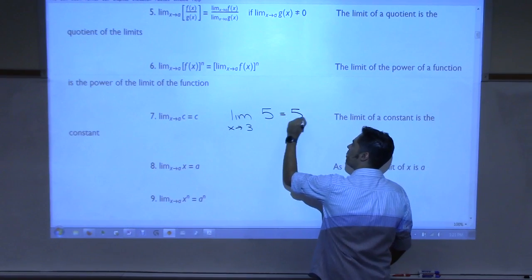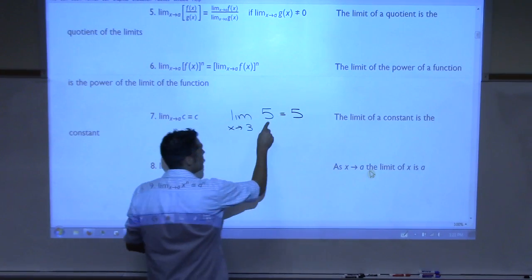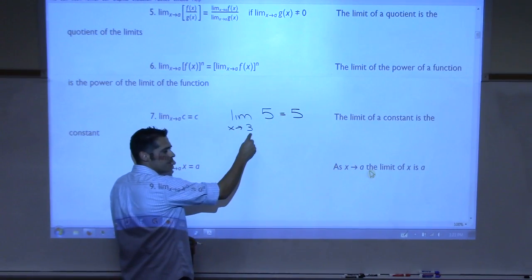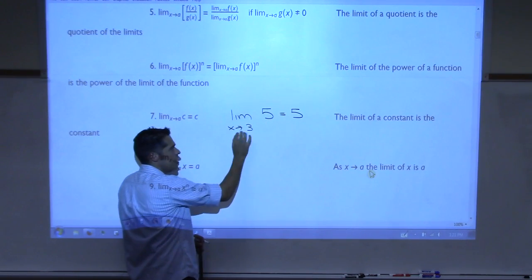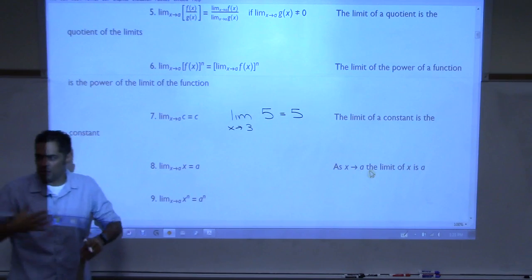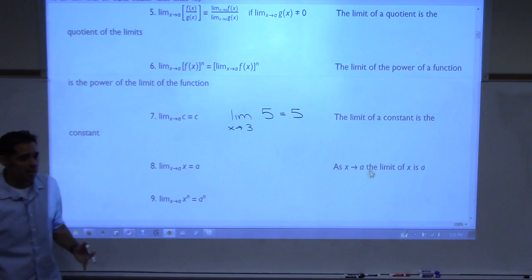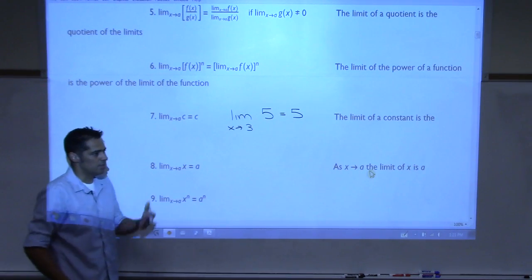And the reason is because we're saying, what happens to 5 when you let x go to 3? But there is no x in this expression, right? So changing x has no effect on 5. 5 is always just 5. So what is it going to head to? 5 is going to head to 5. It's just going to be 5.